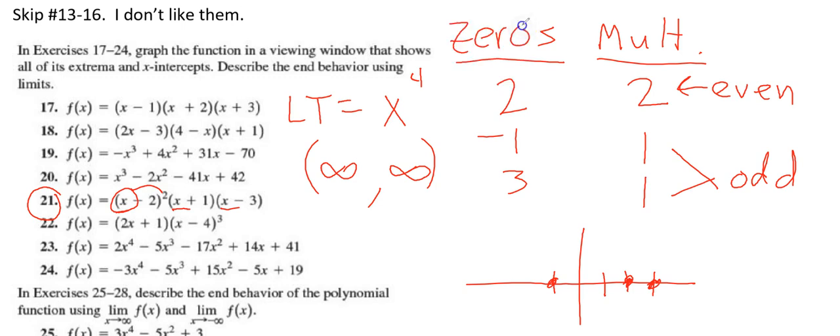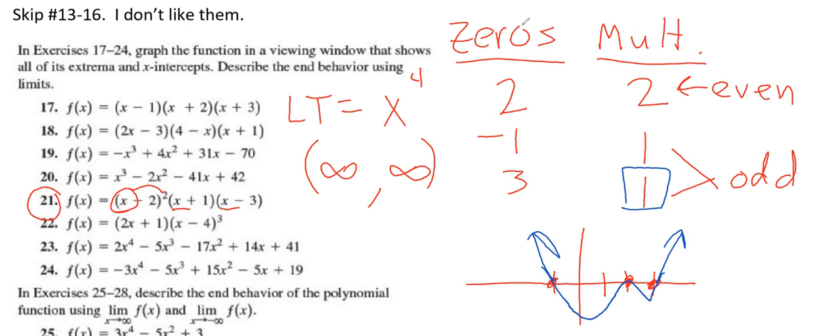Attach your end behavior to the outermost zeros. What's happening at 3? Is it cutting through or bouncing? We got an odd multiplicity, that means it's cutting through. What's happening at 2? It's ricocheting off the axis, and then over at -1, it is cutting through. So the ricochet occurs at 2. Now, what it's doing in between those things, we're just sketching it. We know that it comes back down and goes back up.